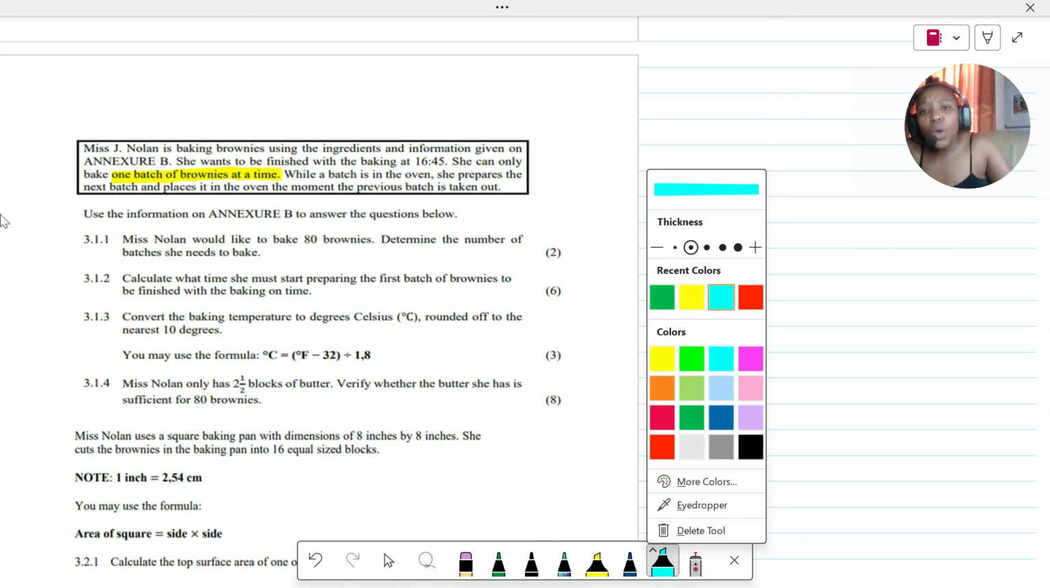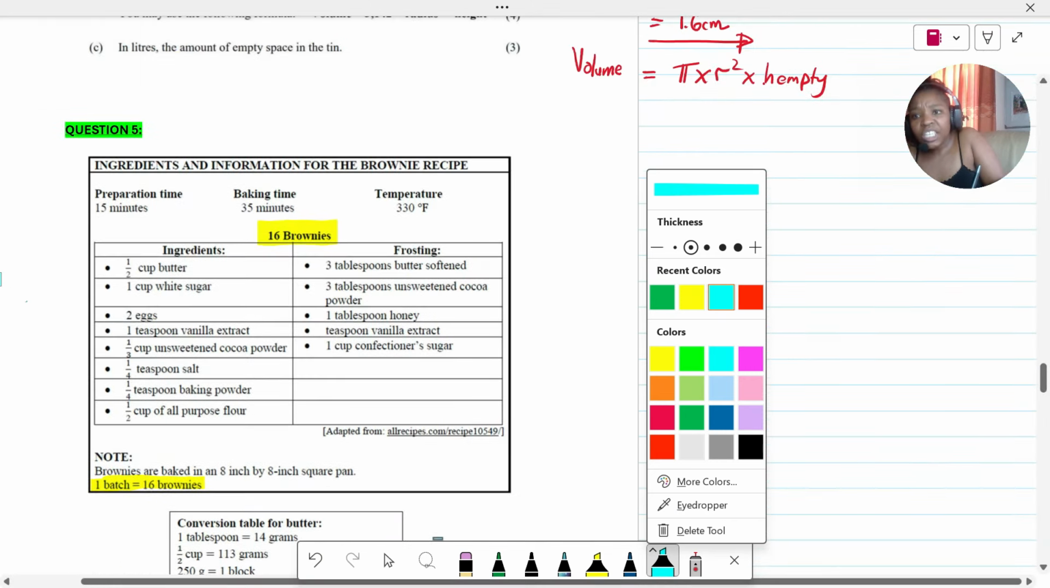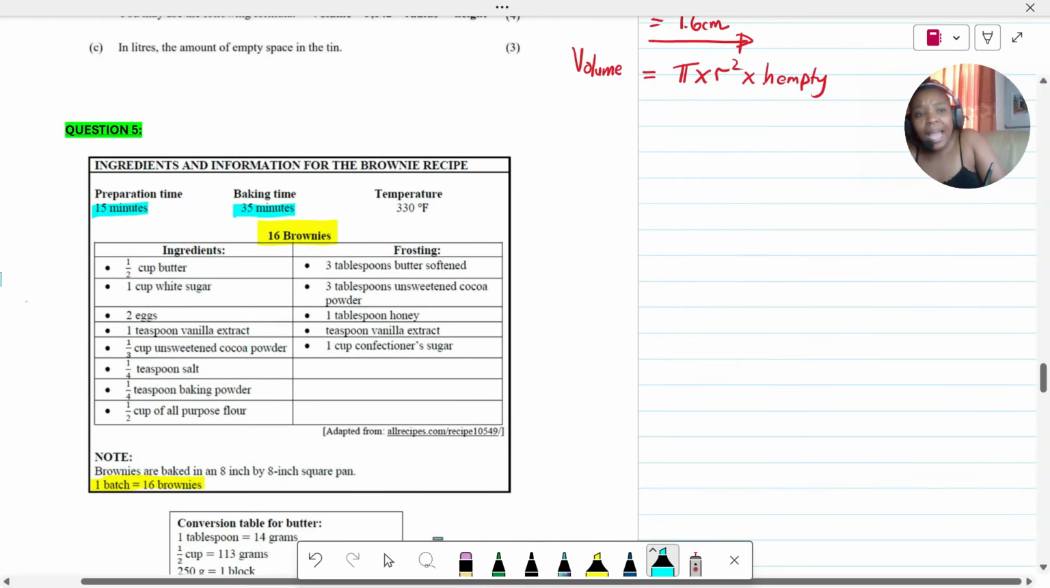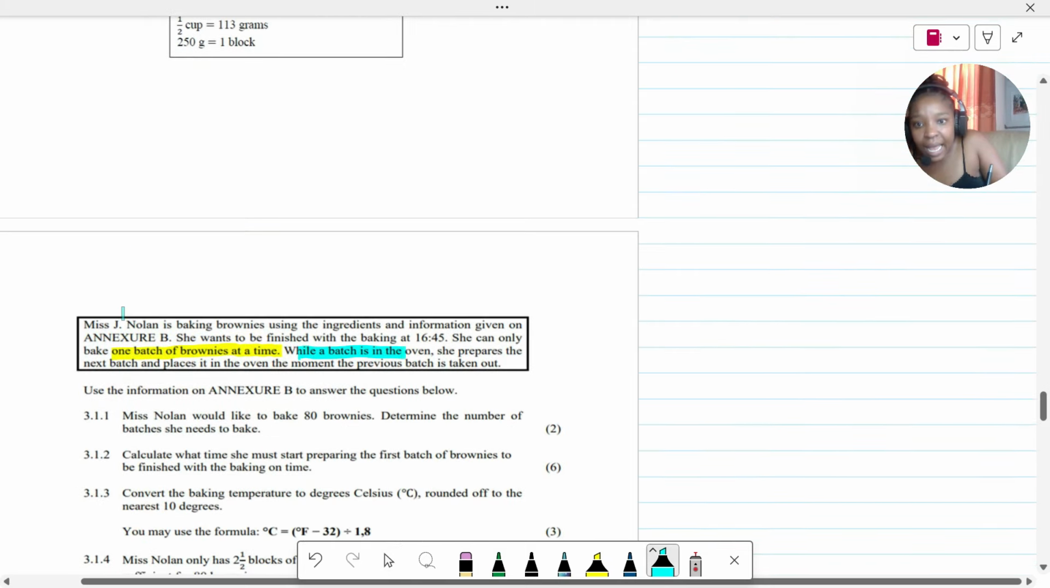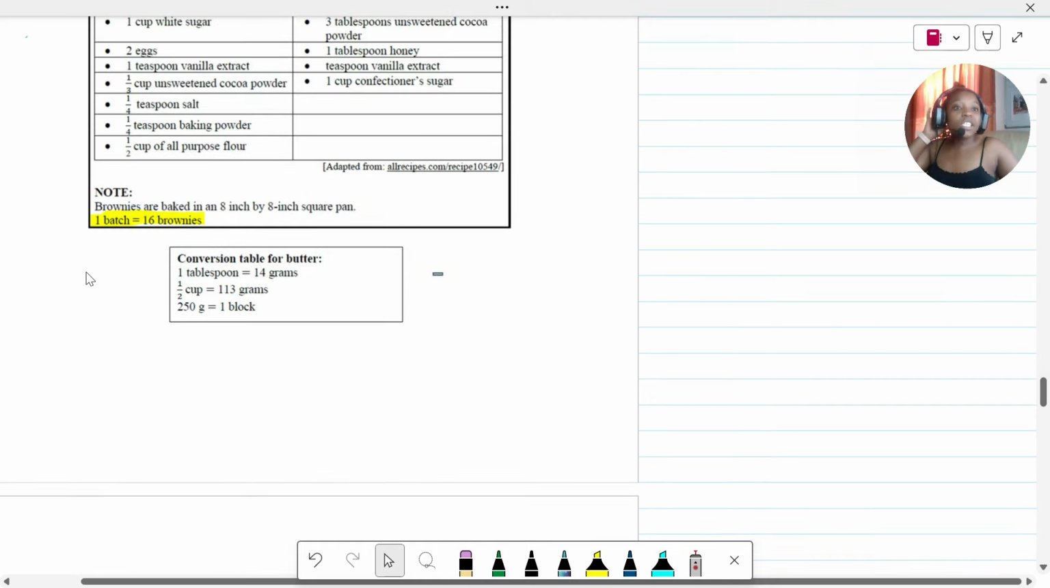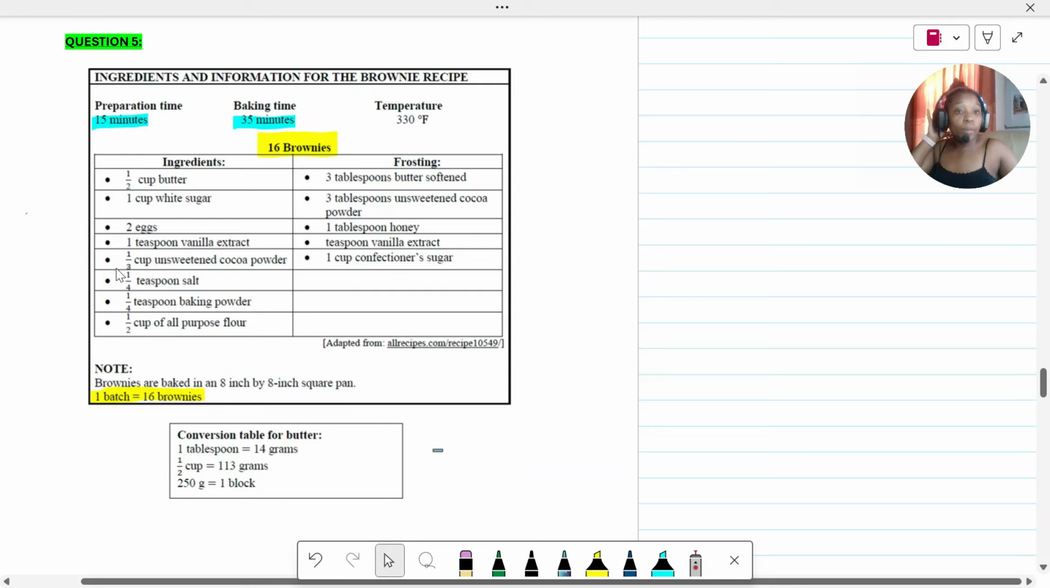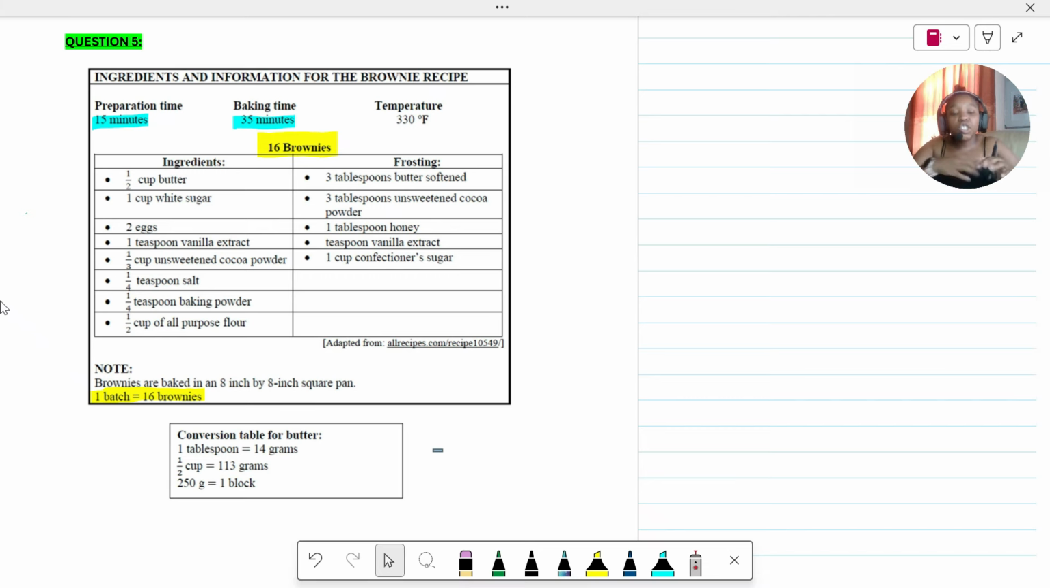Okay, is that you don't know how to work with the preparation time, the baking time, what is happening. So this information here tells us how to work with the preparation time and the baking time. So in actuality, let's say she wants to make 2 batches, right? She's going to mix all the ingredients for 2 batches, and then obviously she's going to pour the dough into the pan and put the pan into the oven, right?